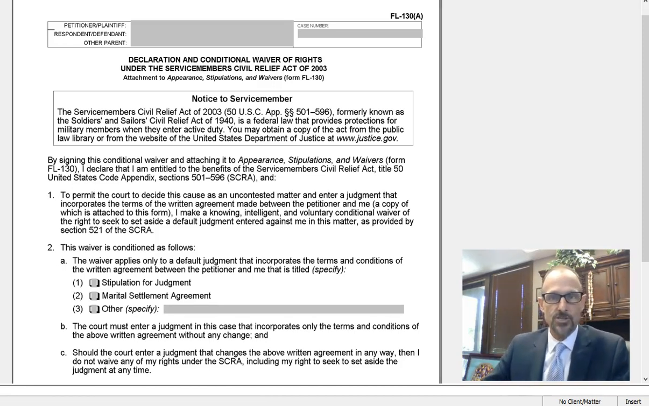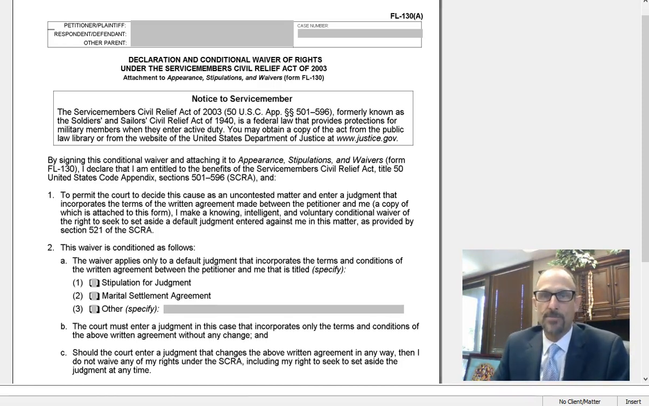All right, so I'm going to start at the top. Declaration and conditional waiver of rights under the Service Members Civil Relief Act of 2003. This form shall be attached to the Appearance, Stip, and Waivers form FL-130 when you're submitting your judgment packet at the end of your divorce or paternity case or legal separation case. All right, so I'll read through it real quickly.